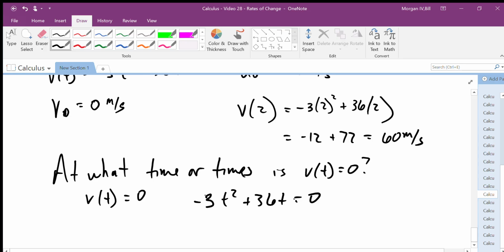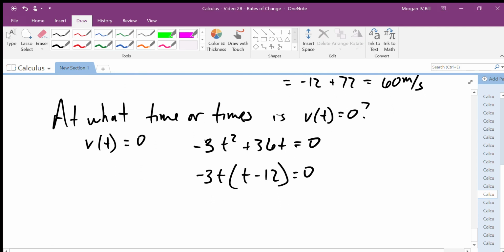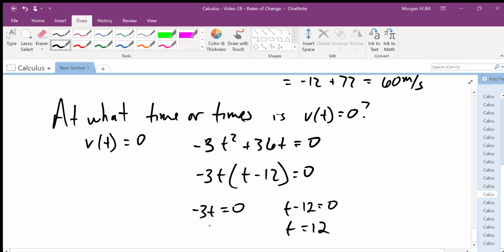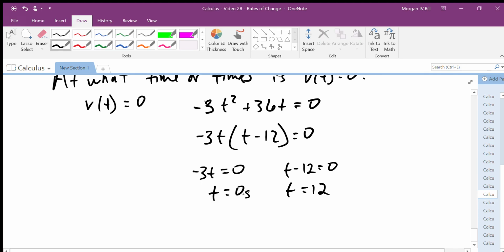Hopefully the first thing you do is factor out maybe a t, or even better, a negative 3t, leaving you with t minus 12 equals 0. The zero factor property says I can take negative 3t and set it equal to 0. I can also take t minus 12 and set it equal to 0. If I solve each of these, I get t is 0 and t is 12. So at t equals 0 seconds, the velocity is equal to 0. At t equals 12 seconds, the velocity is equal to 0.